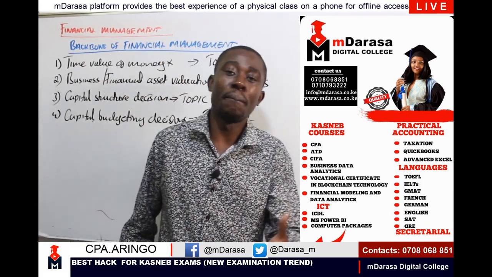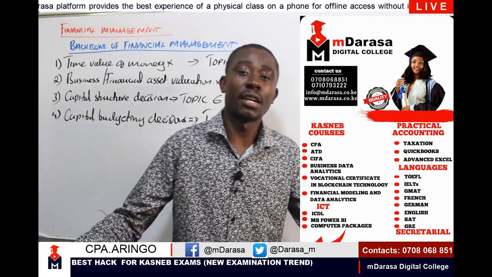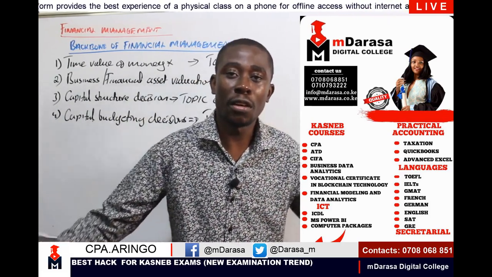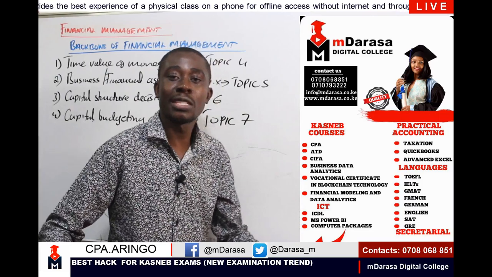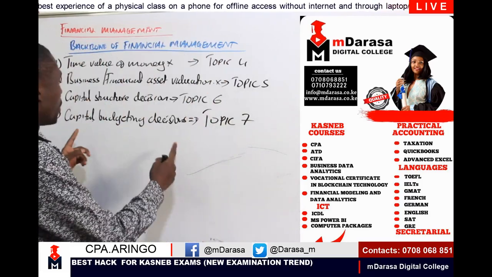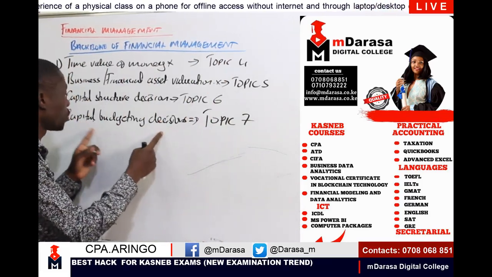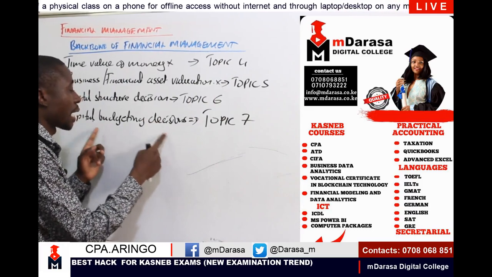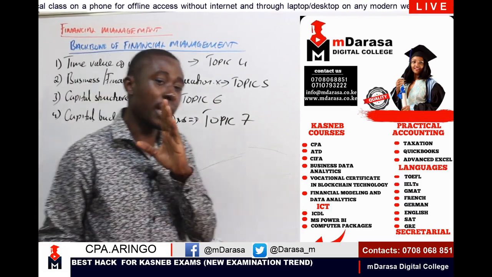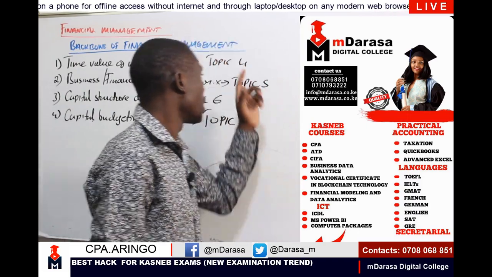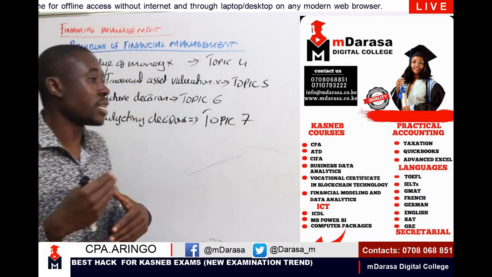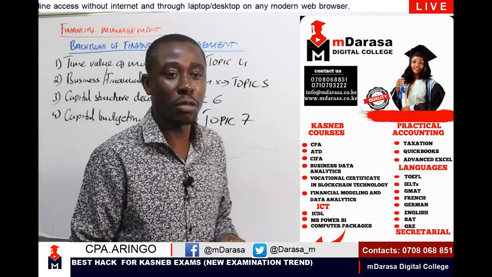Recall the concept of a payback period. Talk about IRR. Talk about the net present value. Talk about all these concepts of discounted payback period. All of them, you'll be expected to cover them here, under capital budgeting decision. And why are we saying that these topics have a certain relationship?